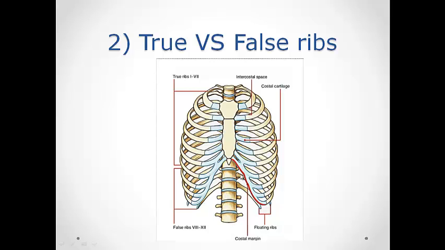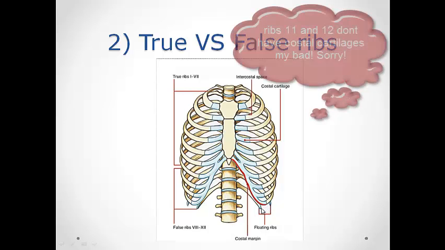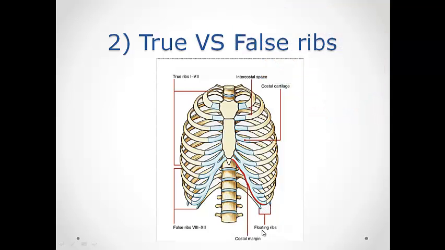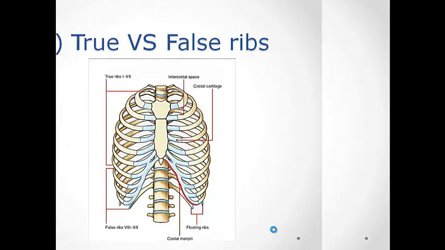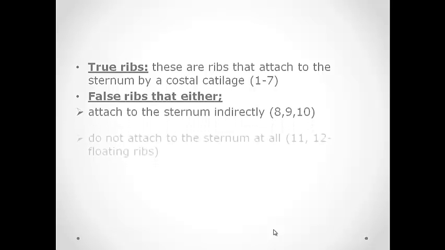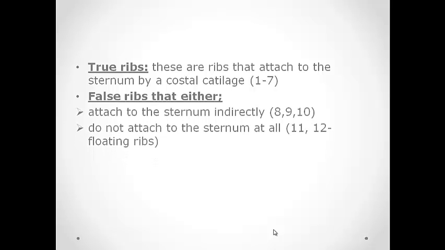And if we go all the way down here, if you notice ribs number 11 and 12, they don't actually have an anterior attachment. They're just kind of sitting there. They have their costal cartilages, but they're just kind of floating. And you'll notice here they're called floating ribs. So, true ribs are ribs that attach to the sternum by a costal cartilage. So the rib attaches to the costal cartilage, and then that costal cartilage goes into the facet of the sternum. And this applies to ribs number 1 through to 7.